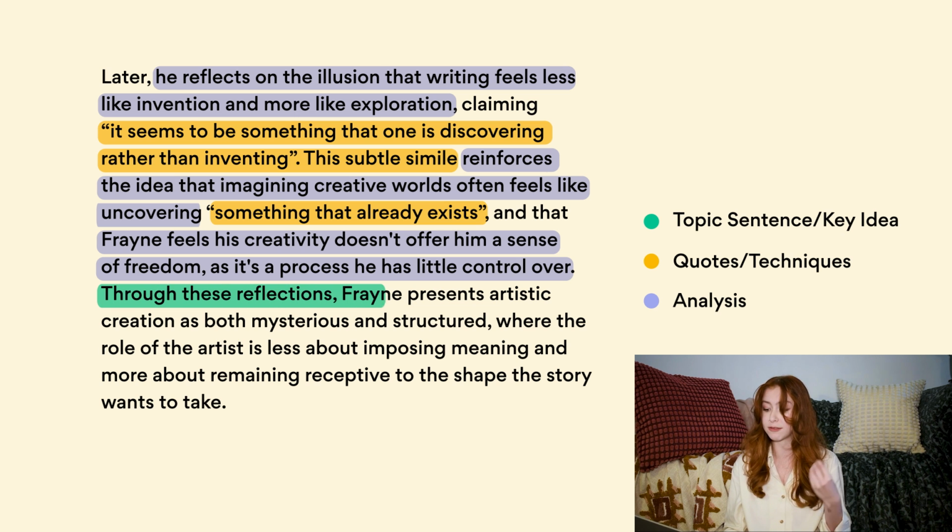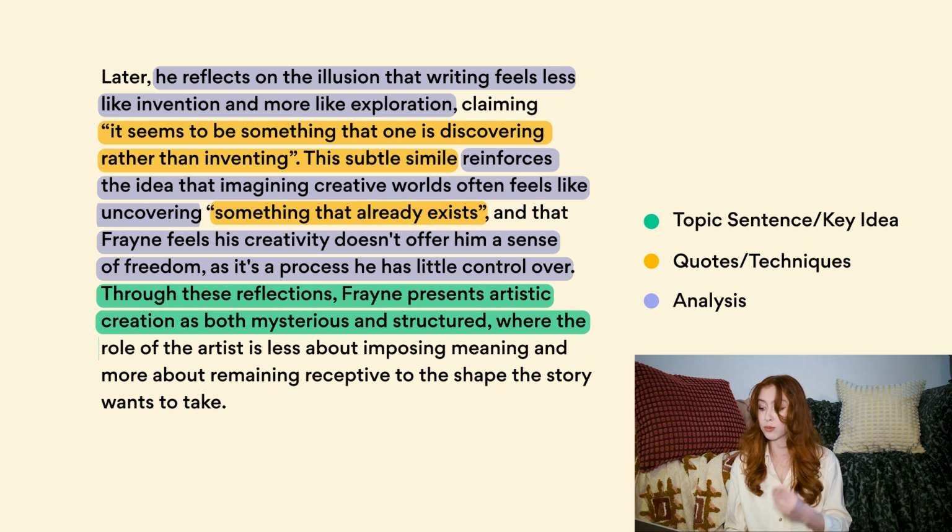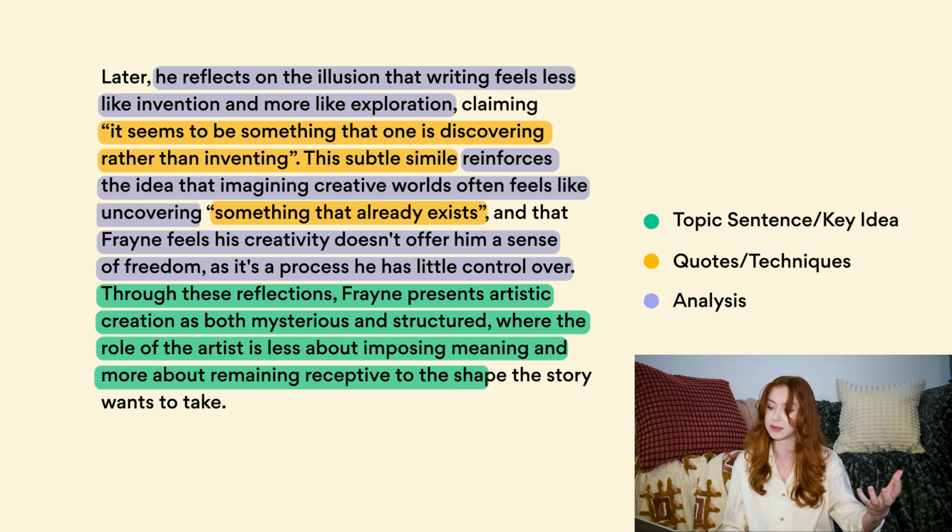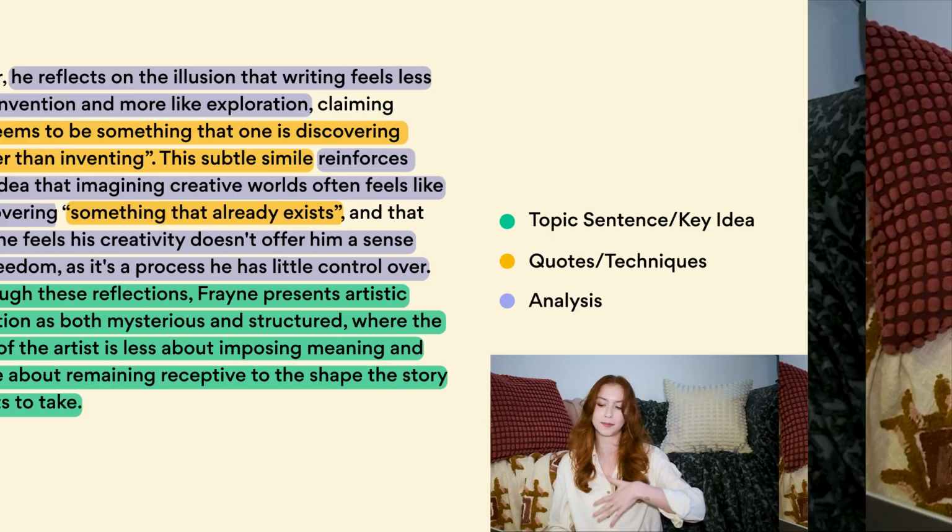Through these reflections, Frayne presents artistic creation as both mysterious and structured, where the role of the artist is less about imposing meaning and more about remaining receptive to the shape the story wants to take. Brilliant! And now, finally, we're going to have a read of an extract from Ocean Vuong's wonderful novel, On Earth We're Briefly Gorgeous.